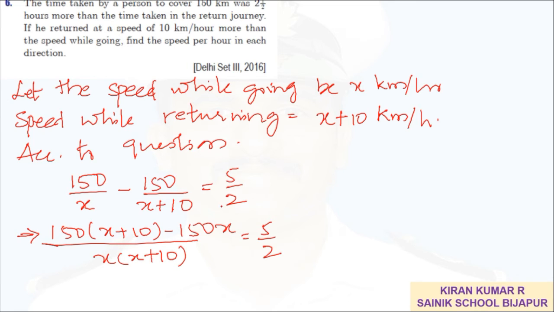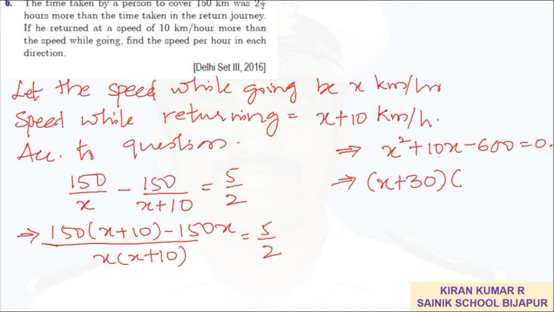Then it has to be simplified. Let me write it here. We get the equation as x square plus 10x minus 600 equal to 0. You can cross check it. Upon simplification, we would get this equation. Let's further simplify. We will get (x plus 30) and (x minus 20) equal to 0.